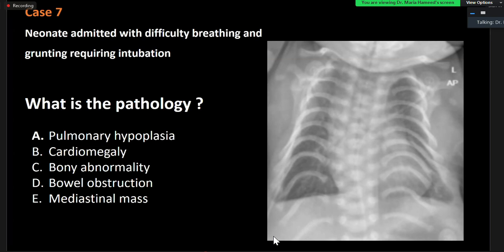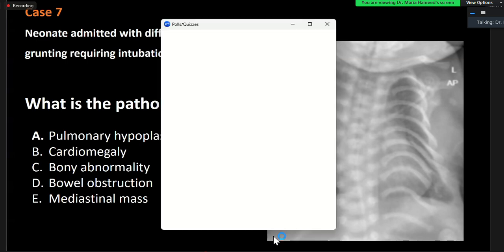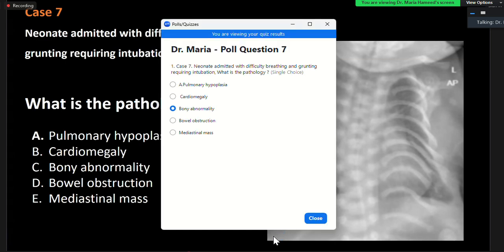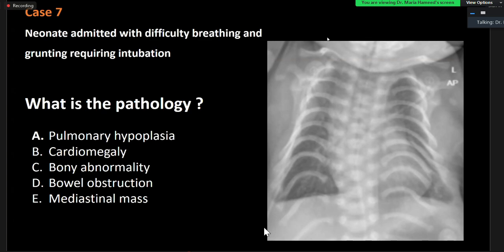So 33% are thinking that it's pulmonary hypoplasia, 9% are thinking along the lines of mediastinal mass, 4% bowel obstruction, and the majority again wins: 49% are thinking that it's a bony abnormality. So I'm again happy with that. Big applause for you.